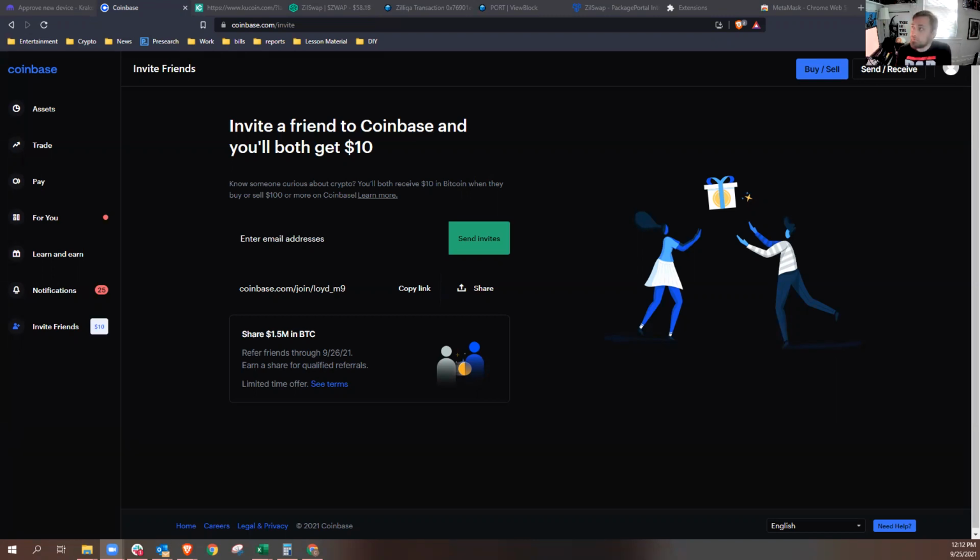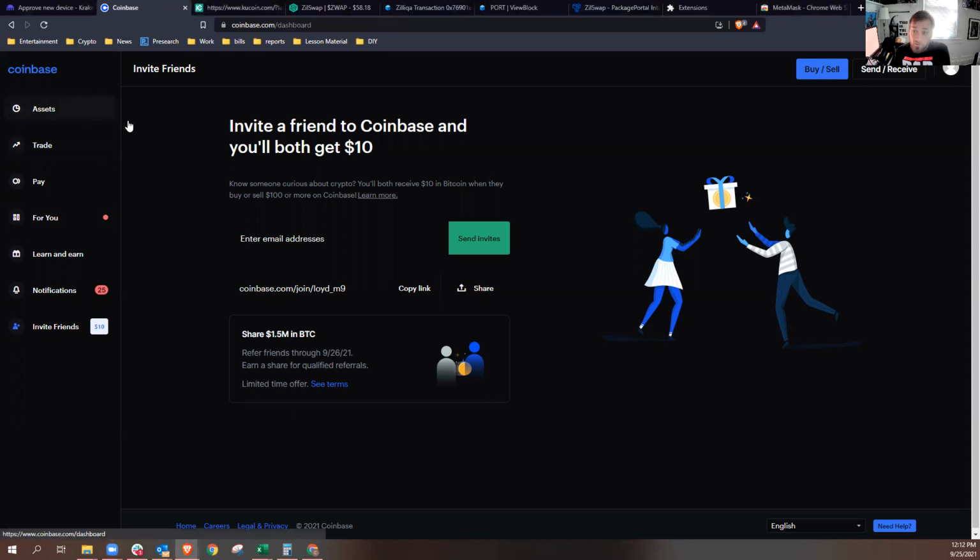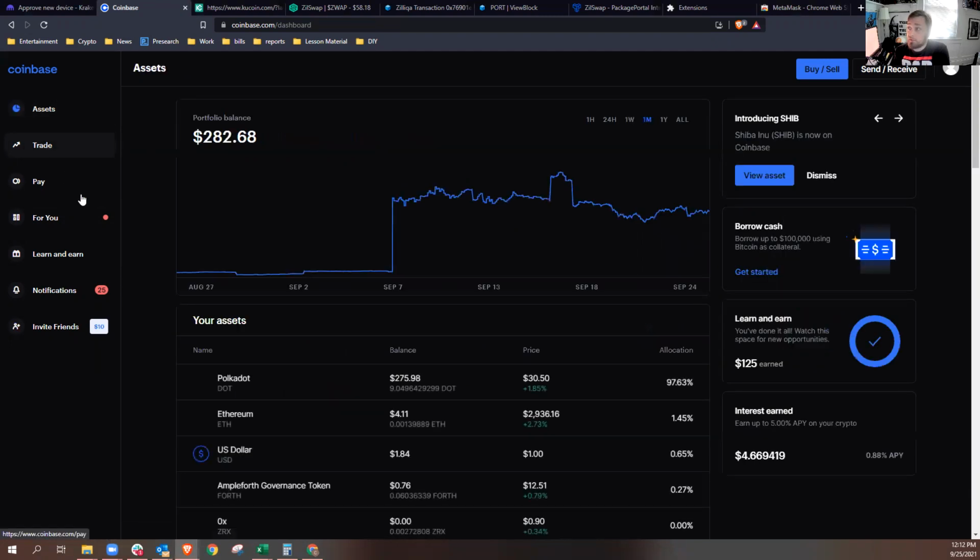So welcome, guys. Now I've got an asset called Polkadot. I'm going to go ahead and showcase it on my Coinbase account. This account I don't store a lot of money on because I don't like exchanges. I like decentralized finance, which is what I'm going to show you guys about.